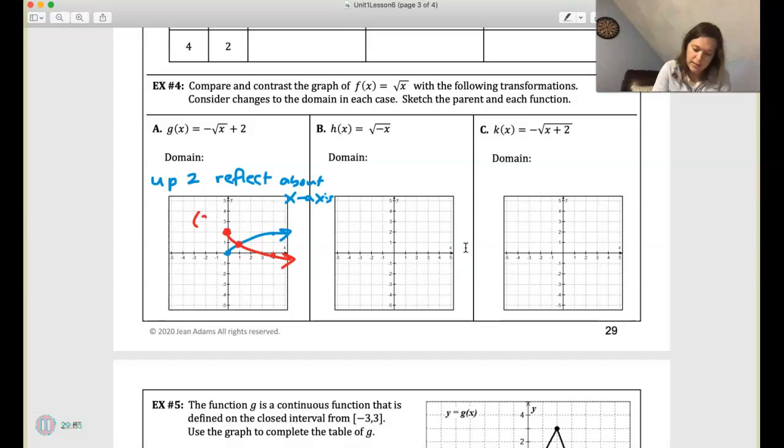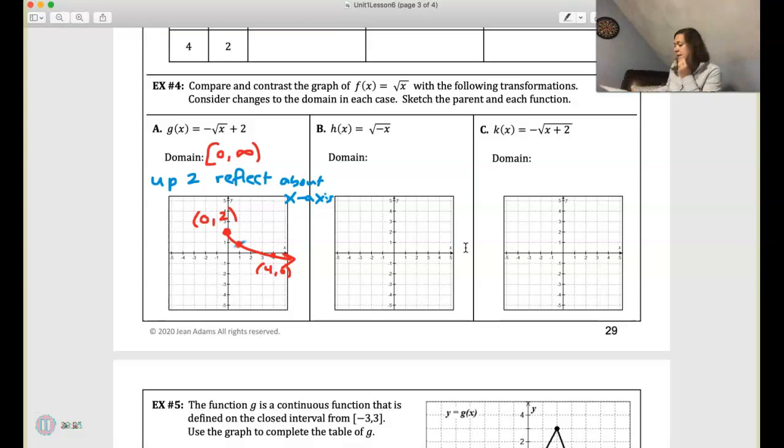Do some labeling, 0, 2. I nicely can see my x-intercept is at 4, 0. Okay, so my final answer would just be the red. I just put the blue on there so we can kind of remember what that looks like. So let's get rid of that. There we go. Domain, we're going inclusive with 0 to infinity.